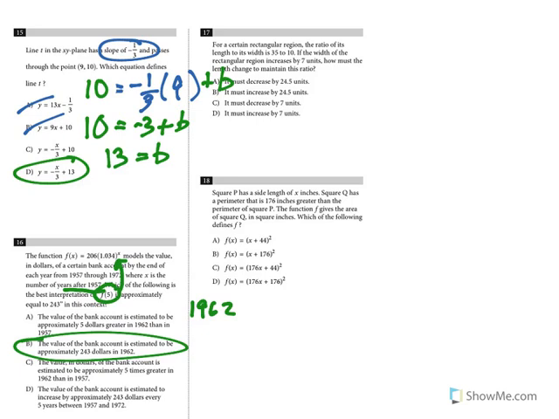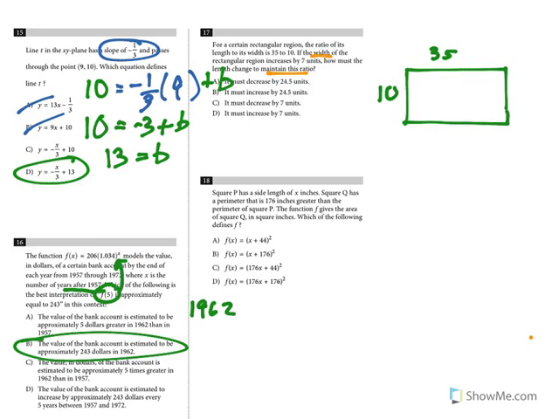17 is a little bit tricky, right? So it says we have a certain rectangular region, and it says the ratio of its length to its width is 35 to 10. Now we want to make a similar rectangle, right? We want to make it proportional, right? To maintain this ratio, that's what it says.